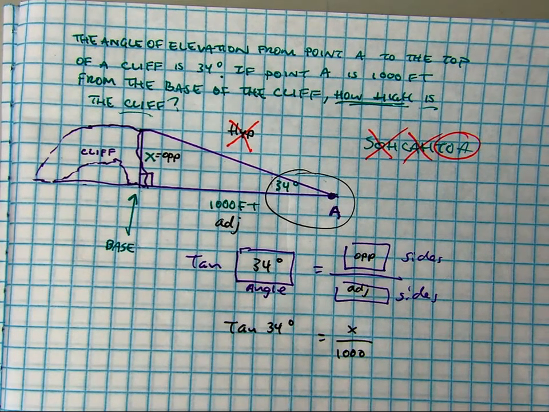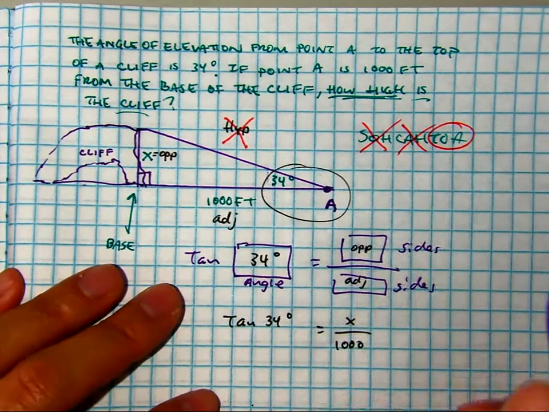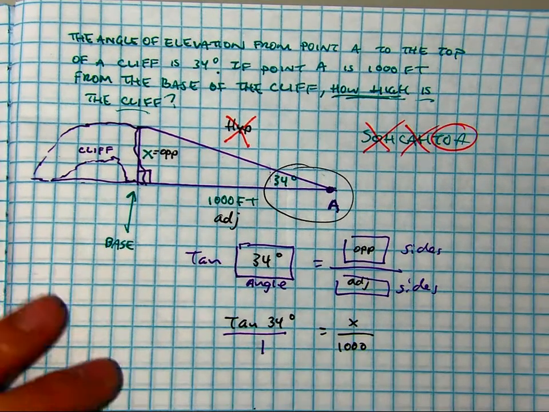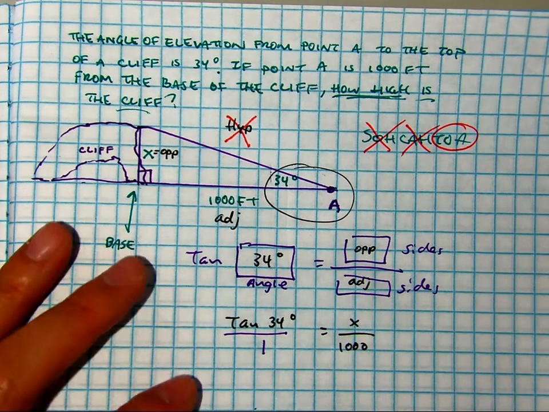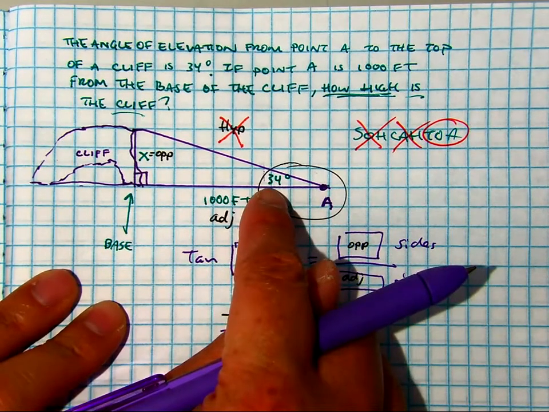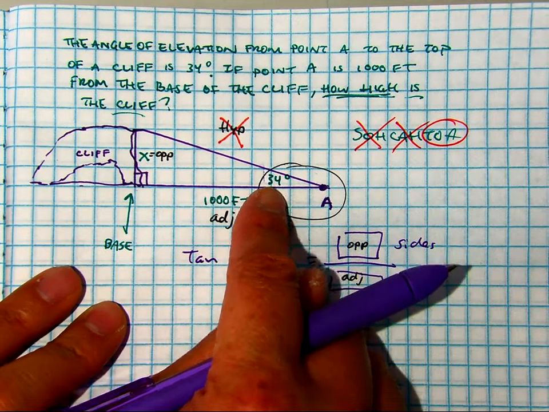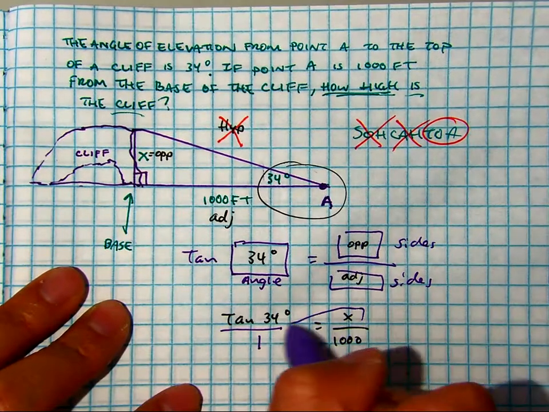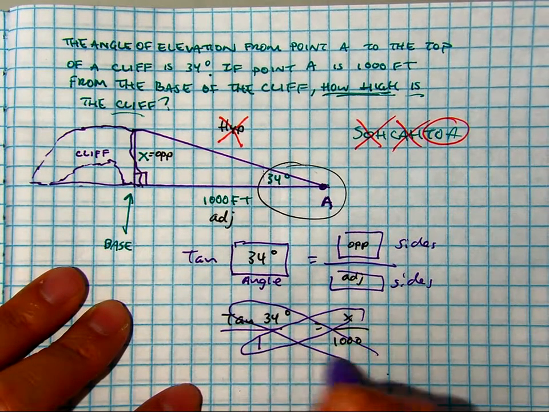Class, are we going to take the inverse here? I've been hearing this from students. You do not take the inverse here. You're not taking the inverse because inverse is only used to find an angle, not a side length. That's a side. We're going to what? Cross multiply. Tangent of 34 degrees times 1,000 equals X.